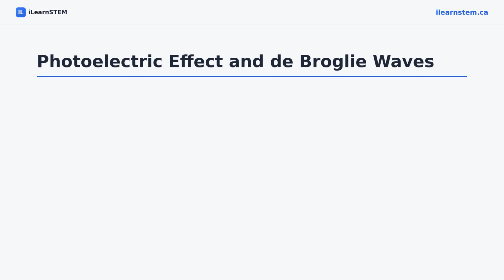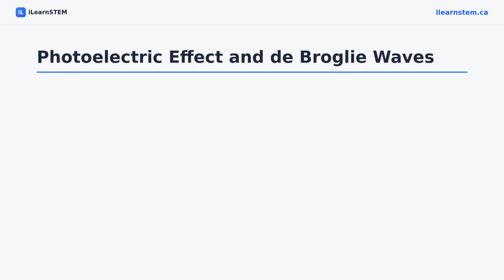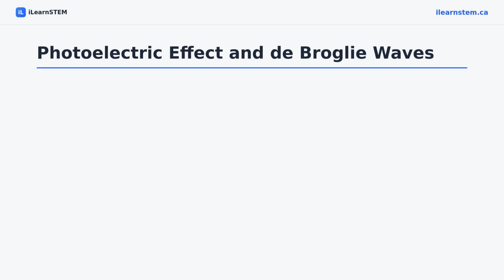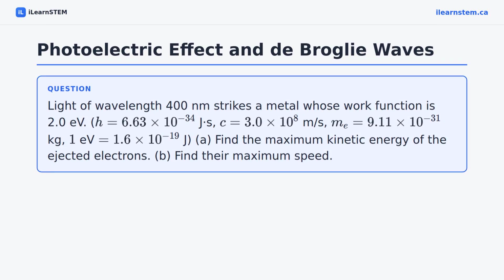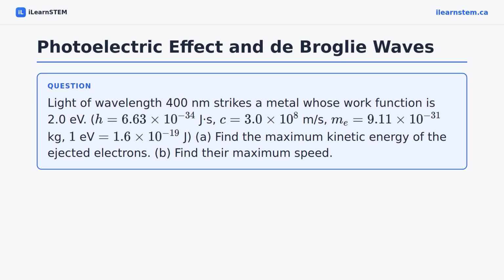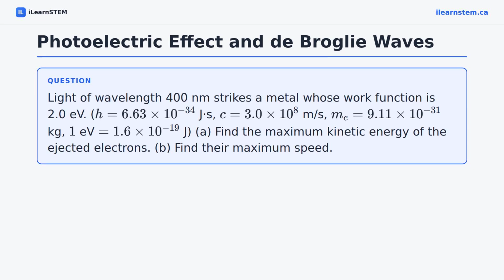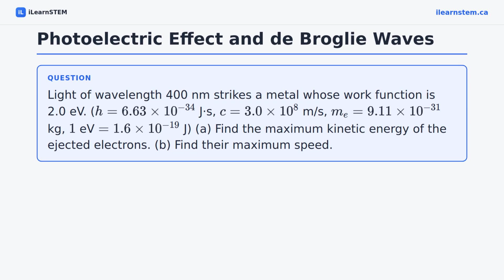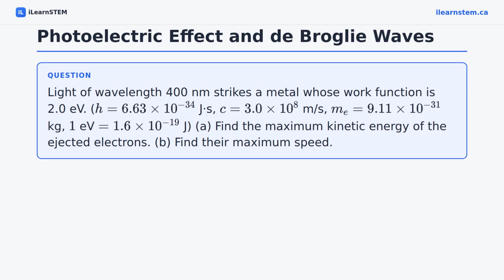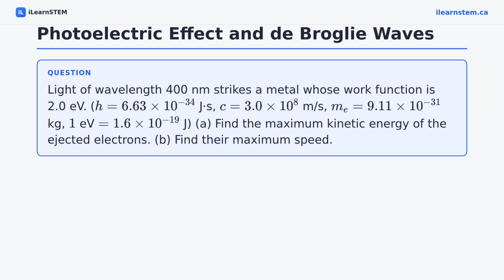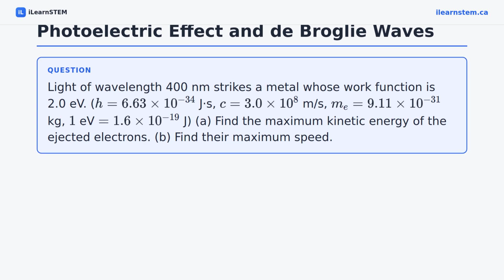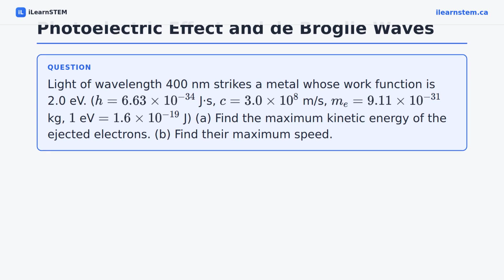We'll practice using the photoelectric effect to find the kinetic energy and speed of ejected electrons. Here's the problem. Light of wavelength 400 nanometers strikes a metal whose work function is 2.0 electron volts. Given Planck's constant, speed of light, electron mass, and the conversion factor for electron volts to joules, find the maximum kinetic energy of the ejected electrons and the maximum speed.